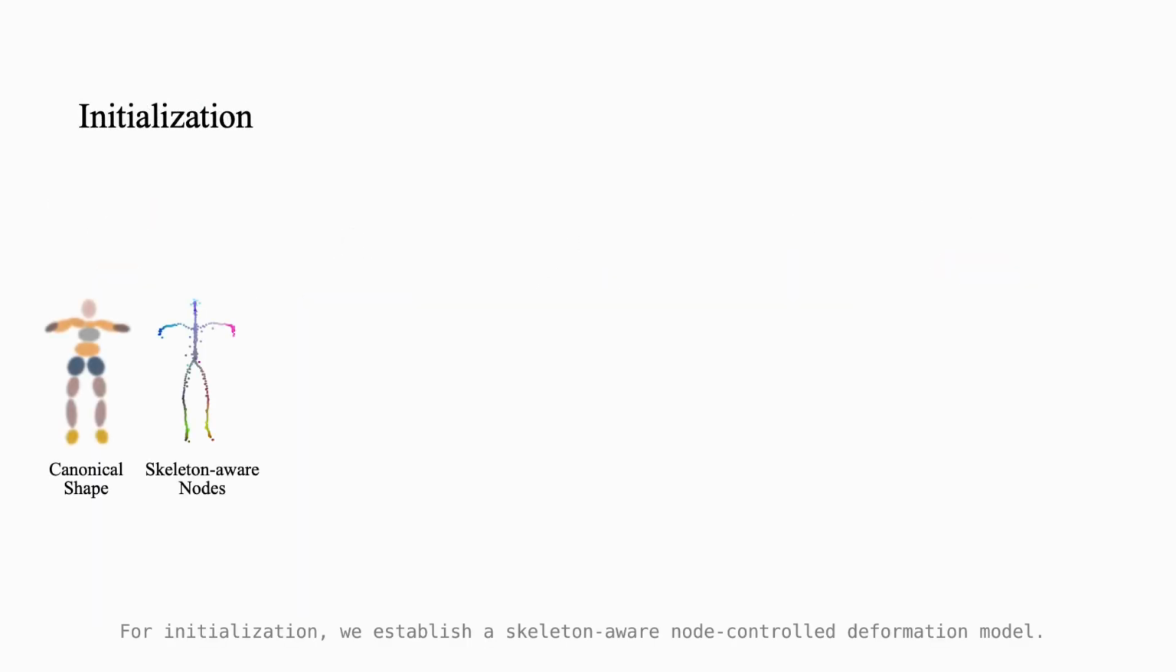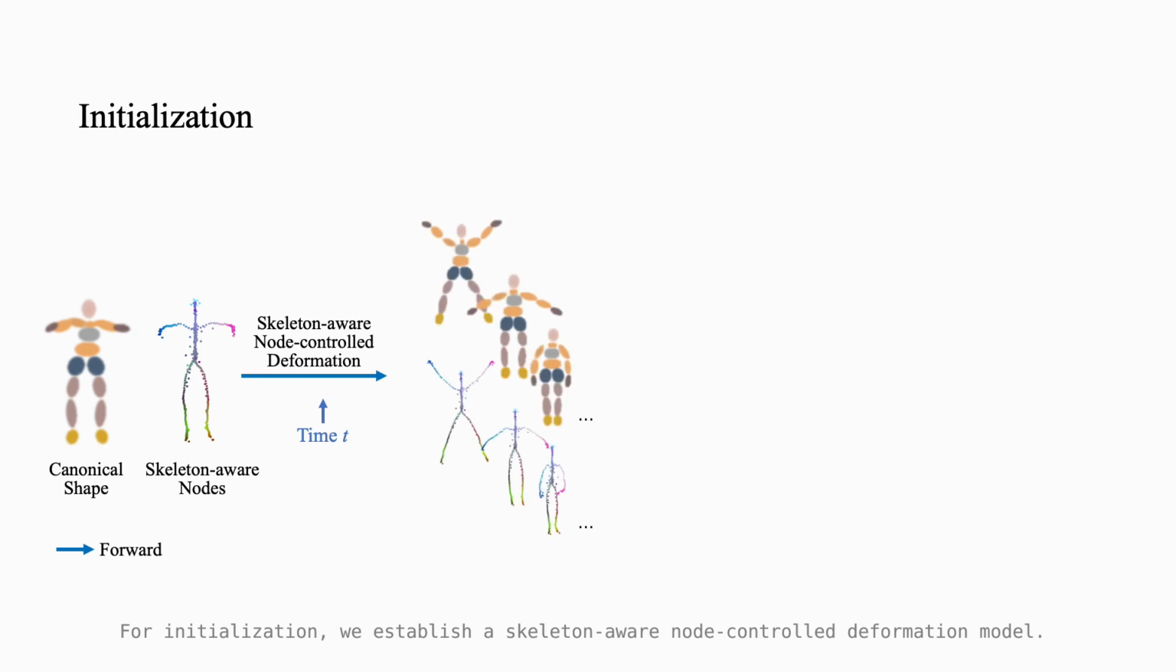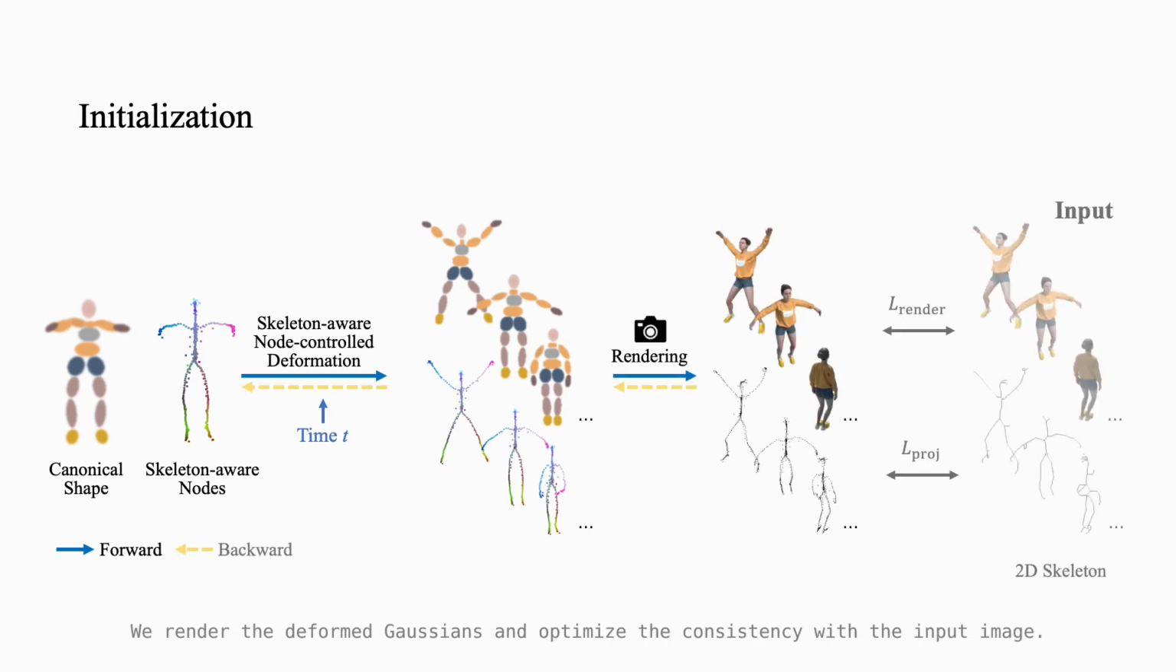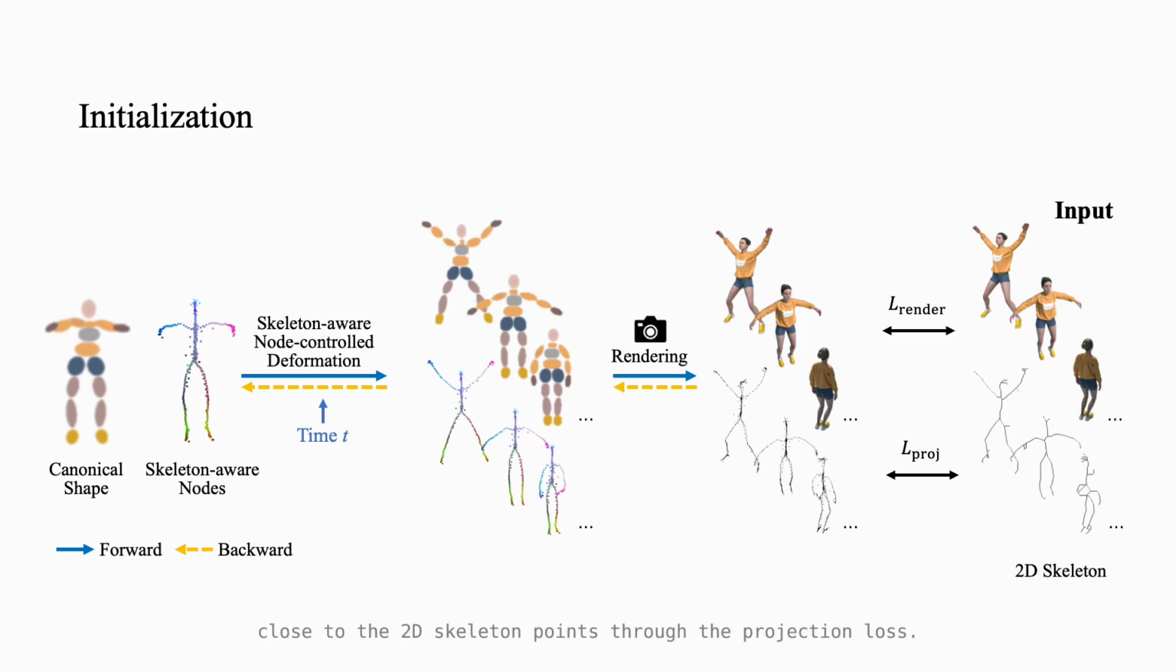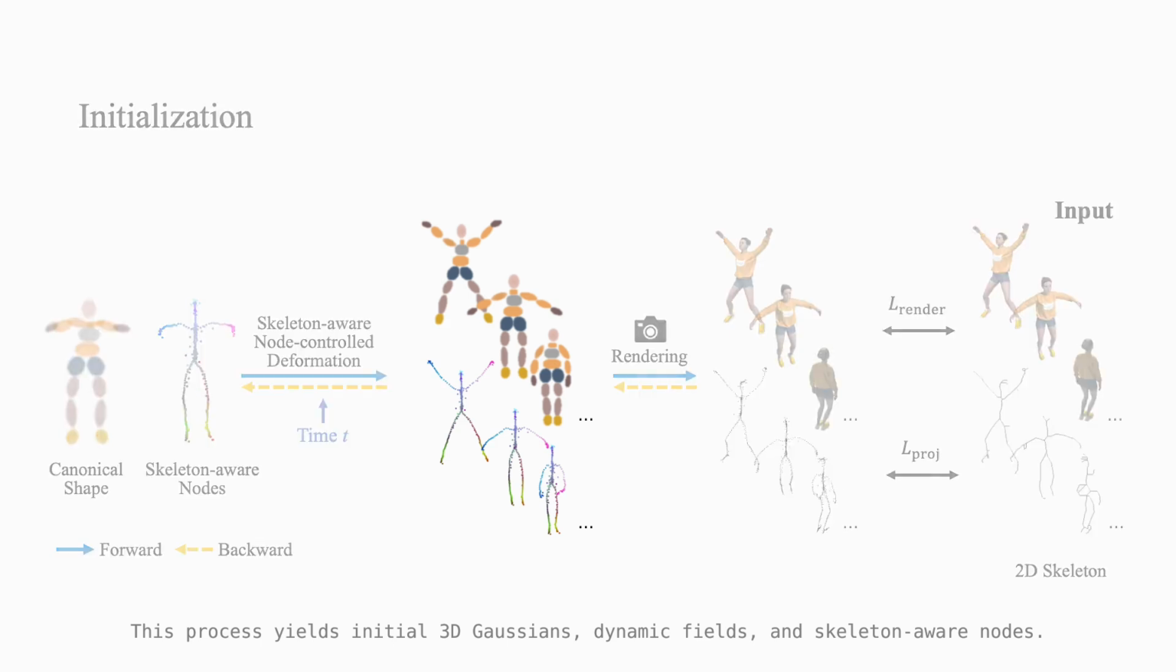For initialization, we establish a skeleton-aware node-controlled deformation model. Rotations and translations are associated with these nodes, and the deformed 3D Gaussians can be obtained by combining the node transformations. We render the deformed Gaussians and optimize the consistency with the input image. In addition, we also project the nodes onto the plane and make them close to the 2D skeleton points through the projection loss. This process yields initial 3D Gaussians, dynamic fields, and skeleton-aware nodes.